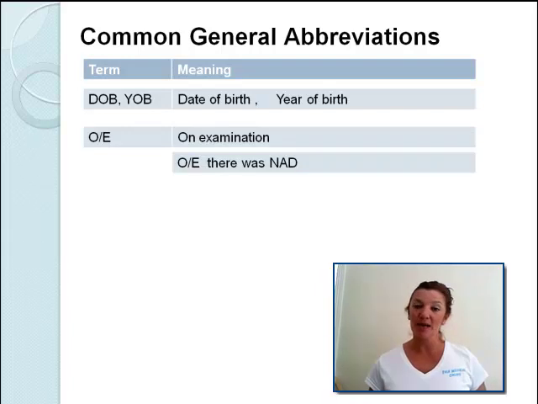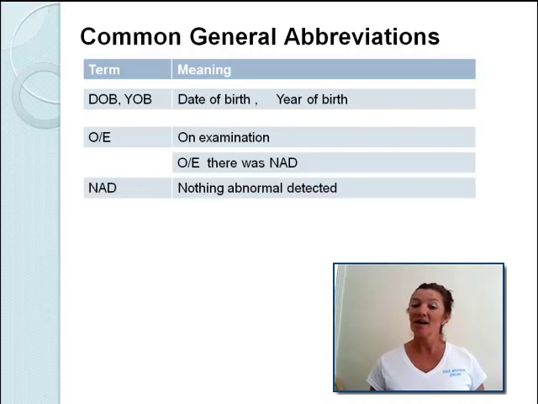OE means on examination. So if you present to the doctor with your symptoms, he or she may want to examine you, give you a prod and a poke, see if they can find anything abnormal. But it might be on their notes that they write OE on examination. There was NAD, which means nothing abnormal detected.